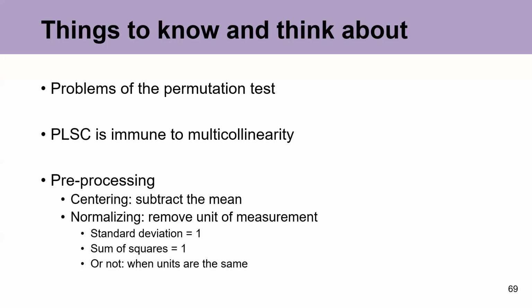Normalizing is when I remove the units, I remove the variance of the data. And you only do that if your variables are on different units. So I also don't do that when I deal with functional connectivity, because they're all Pearson's correlations. They're on the same scale.